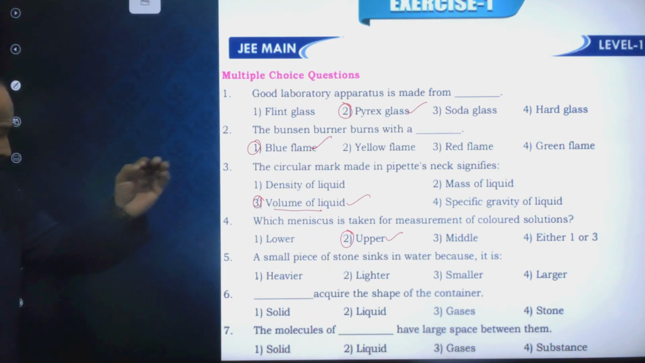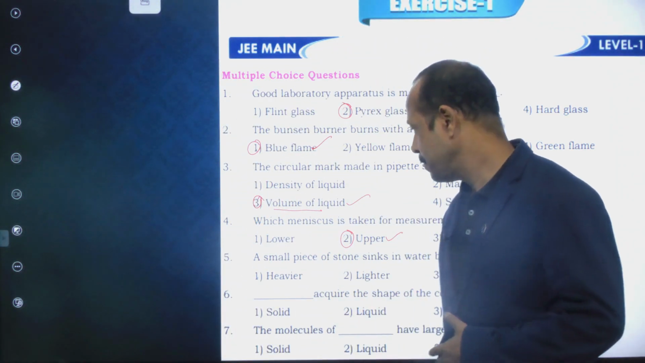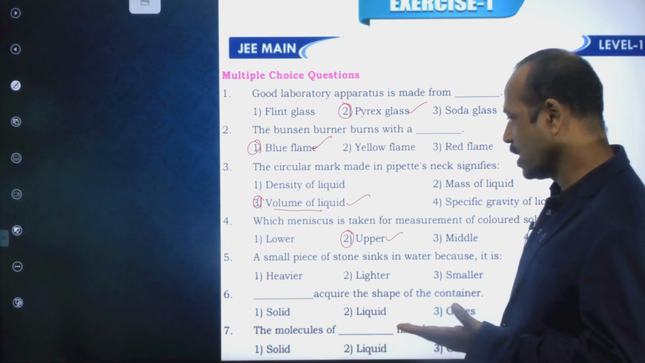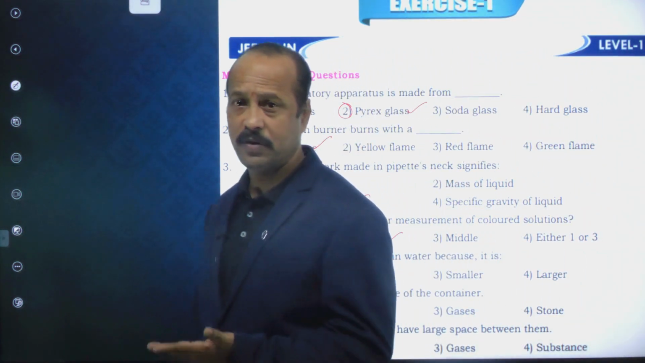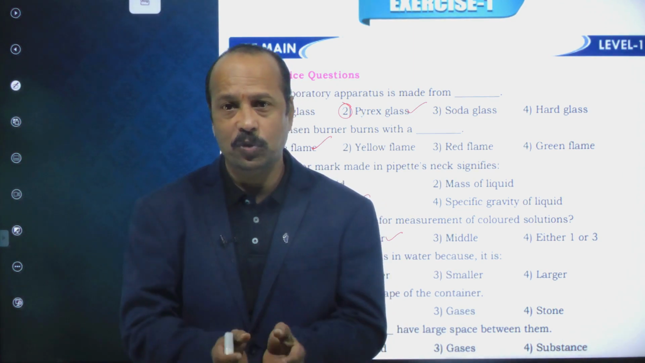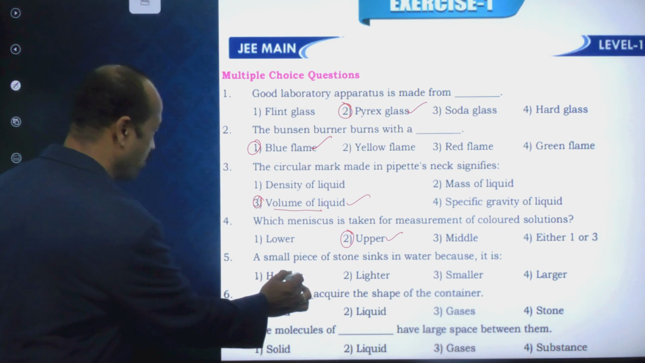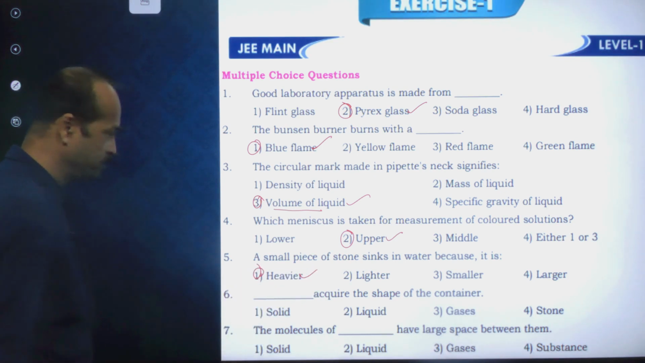A small piece of stone sinks in water. Why does it sink in the water? Heavier, lighter, smaller, larger. Because heavier. When you compare, the small piece sinks, which means it is heavier than the water, then only it will sink. Okay, so the answer is heavier. First one is the answer.